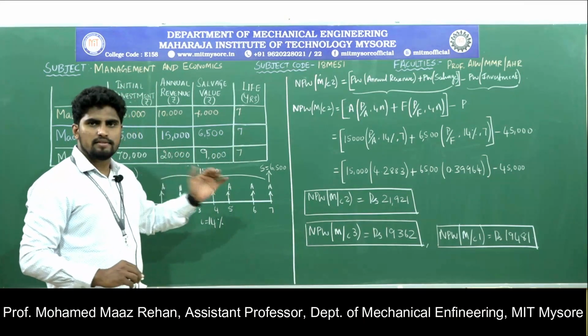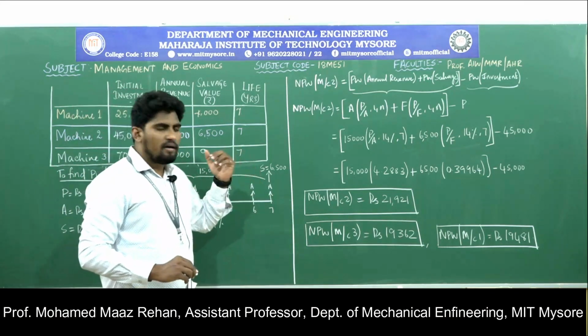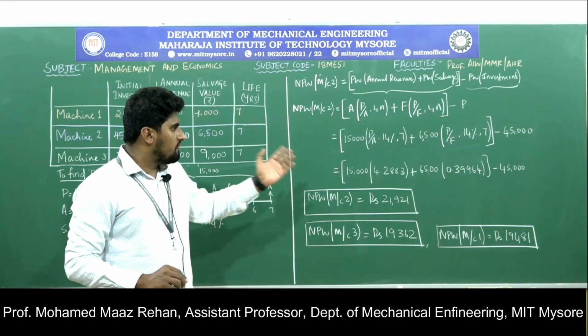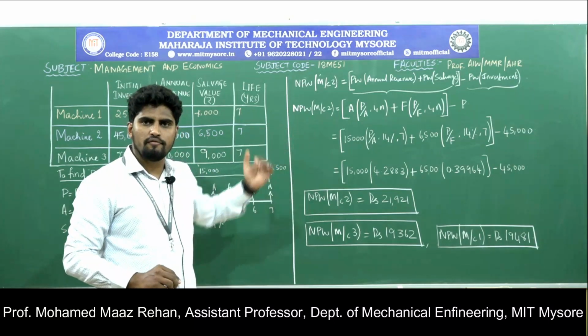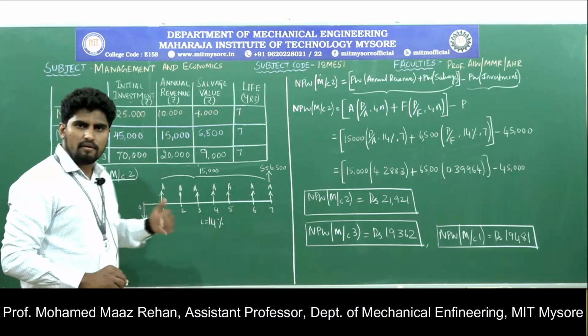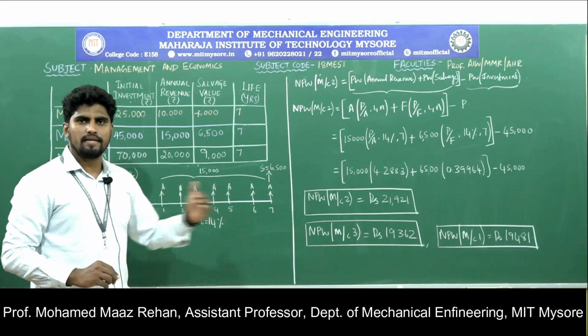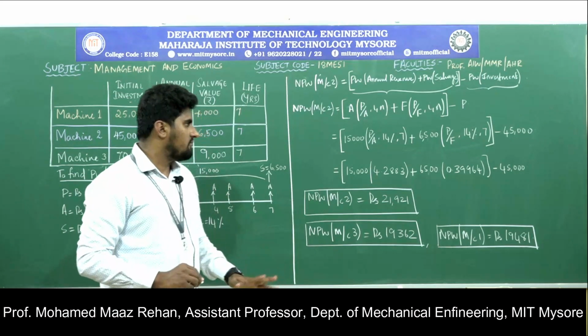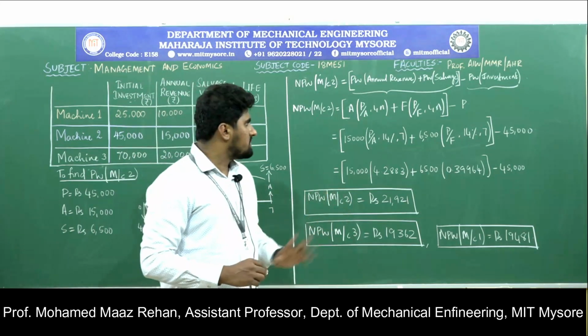So in a similar lines, we can find out the future worth, we can find out the annual worth also. If you find future worth and annual worth and compare, you will get machine 2 as the best alternative. So that completes the problem.